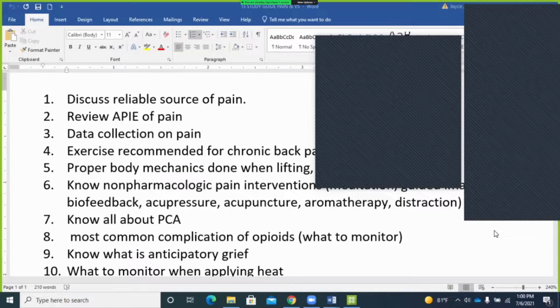Use it, because the patient is already controlling it. So what do you want to reinforce in teaching the patient?